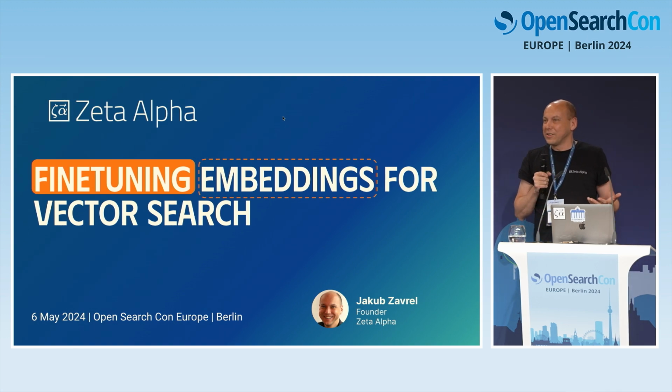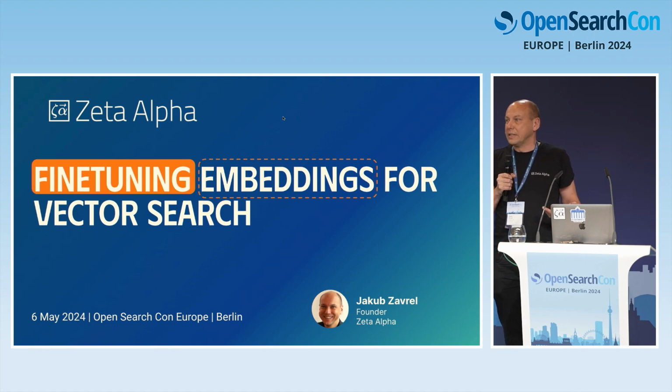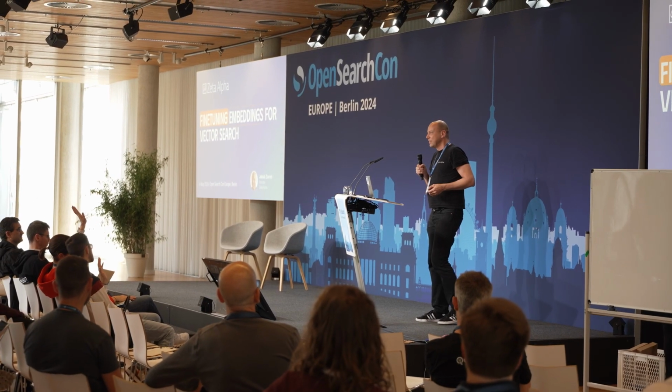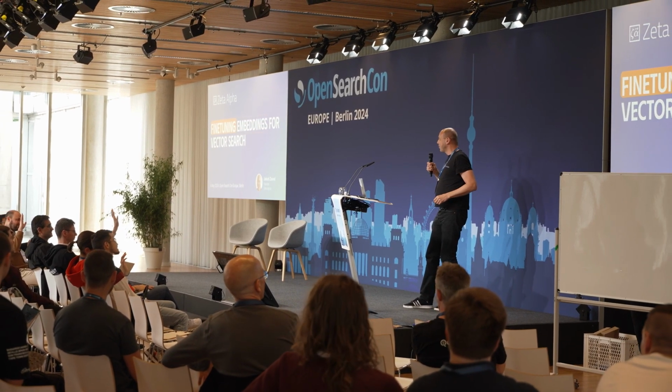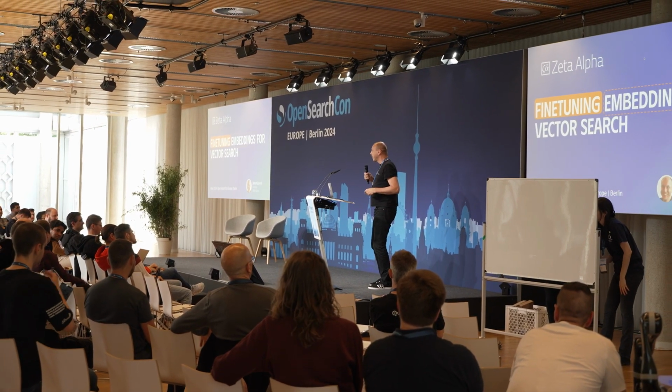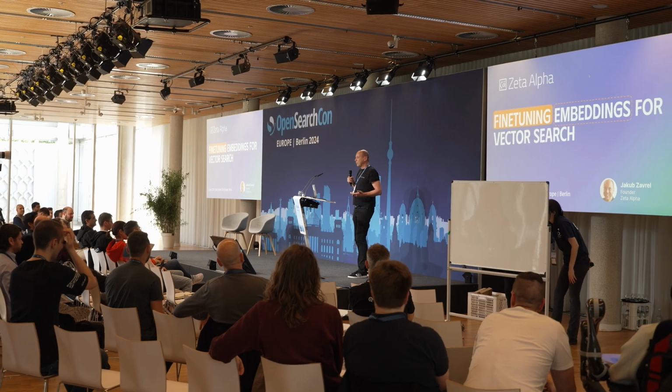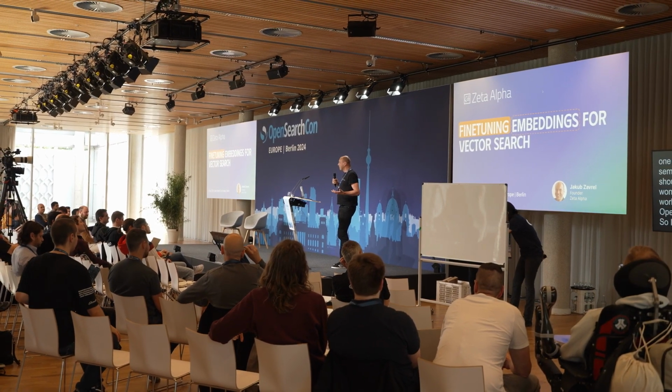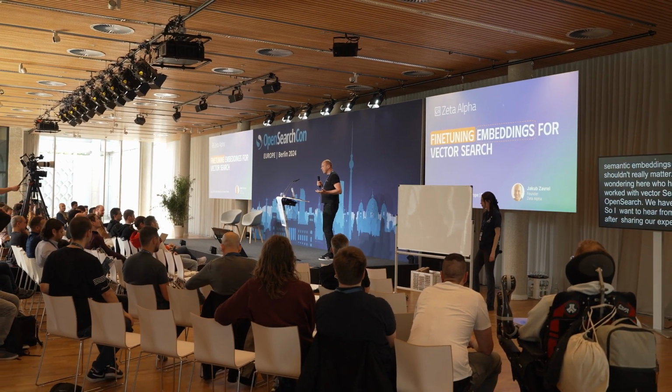So I'm wondering here who has worked with vector search in OpenSearch. We have a few. So I want to hear from you, after sharing our experience, what kind of embeddings you use and what you see as the pros and cons of fine-tuning them for a specific domain.